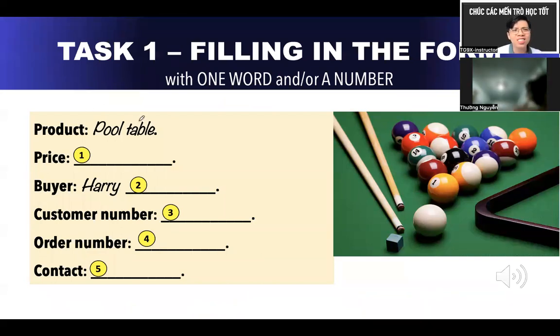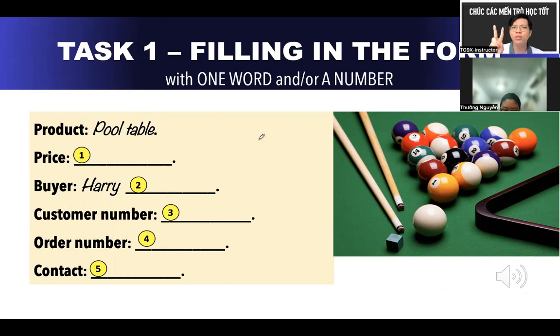There's a person whose name is Harry. Harry something. Harry Nguyễn, Harry Phạm, Harry Châu, Harry Bùi. Harry something that you need to listen. And he bought the pool table. And these are pieces of information about the product. And I challenge you to listen and fill in the blank.